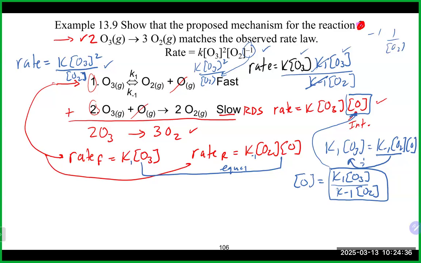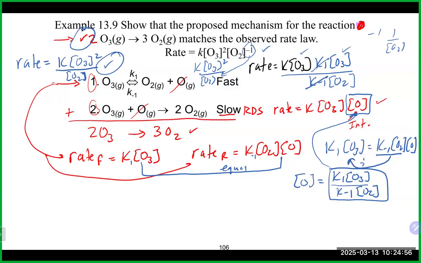So we have both things that we need to know. This is a good mechanism. The overall reaction matches, and the rate law from the mechanism matches the one found experimentally. And again, this would be a plausible mechanism in this case. Any questions on that there?